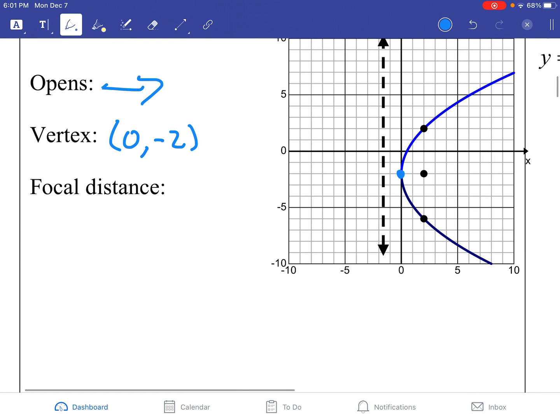Your focal distance is the distance between the vertex and the focus point, which is p is equal to 2. Okay, so now we can build our equation. So the y is out in front.